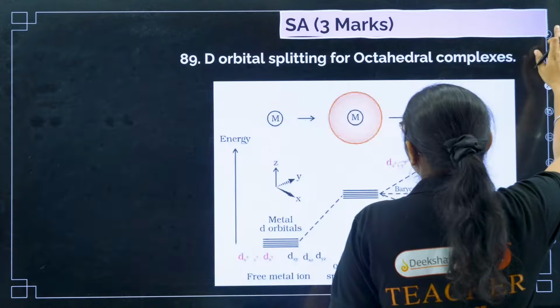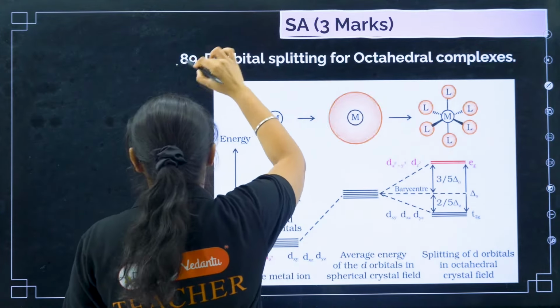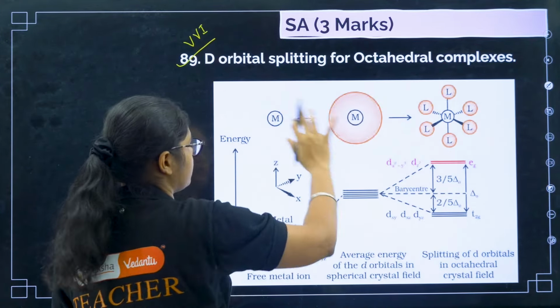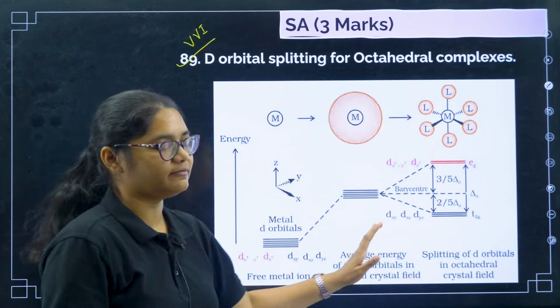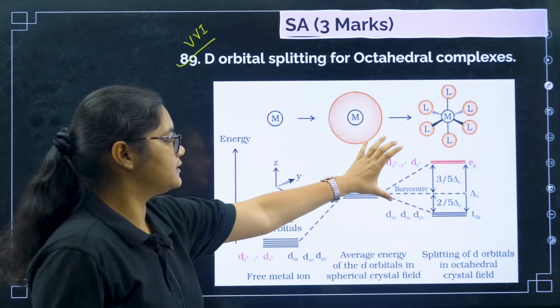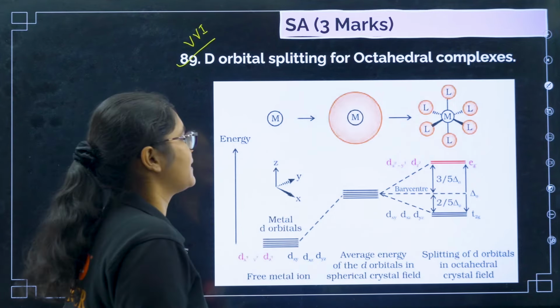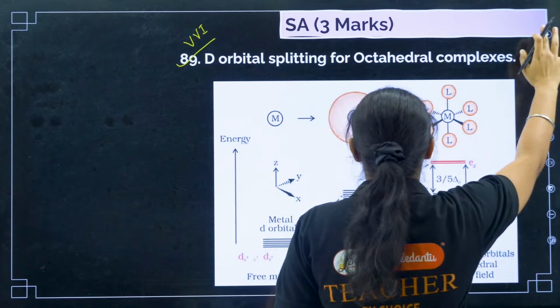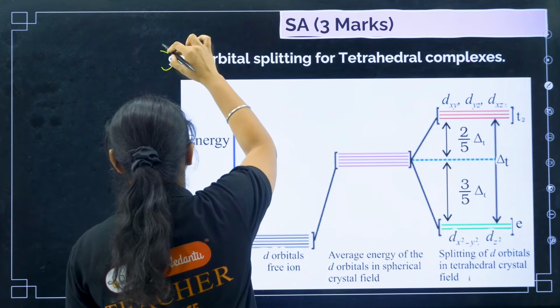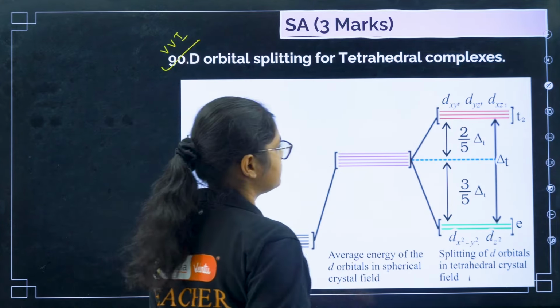Next, yes, this is a very important question: the d orbital splitting diagram. Please, all the labeling should be done correctly and the diagram should be drawn correctly. I am not explaining it, it is already there. Similarly, for tetrahedral, this is also very important.